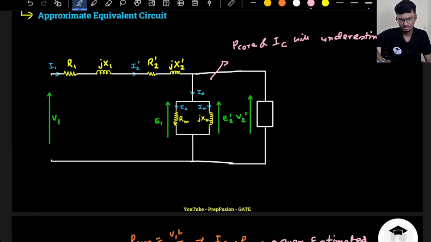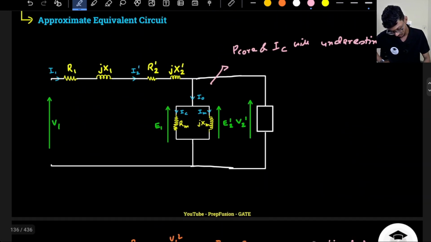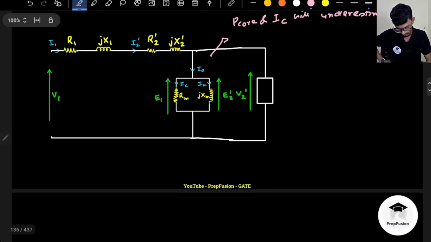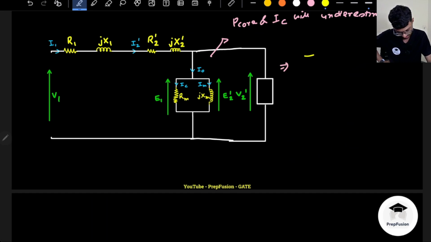So now let's draw a bit of this phasor diagram. Let's draw a phasor diagram of the approximate circuit. Actual circuit we have already drawn. Let's draw the phasor diagram of the approximate circuit. There are two ways to solve. Let's solve it for this one. If I draw the phasor diagram for this, my drop is what? This can be combined in a single resistance value. So this is a single resistance value.